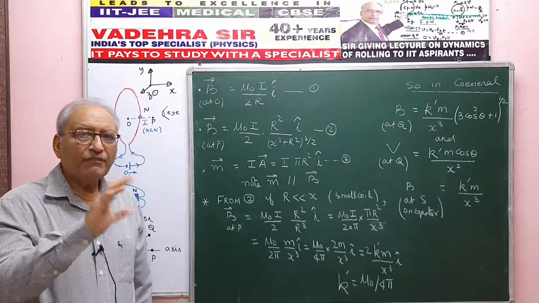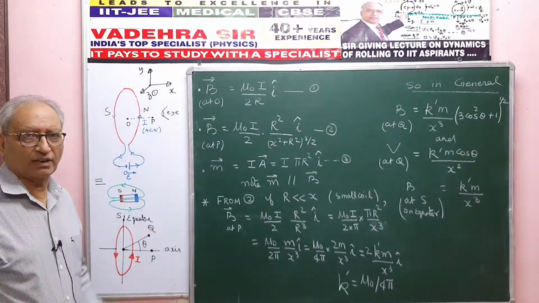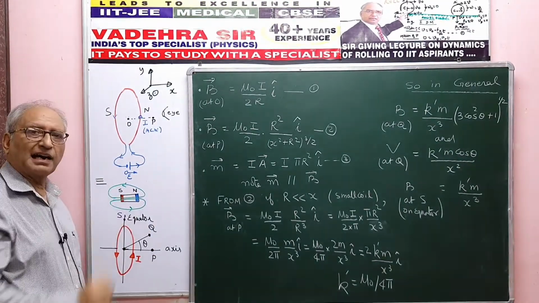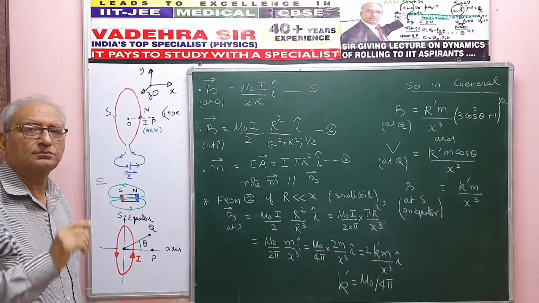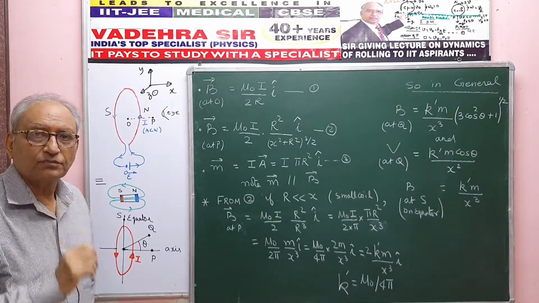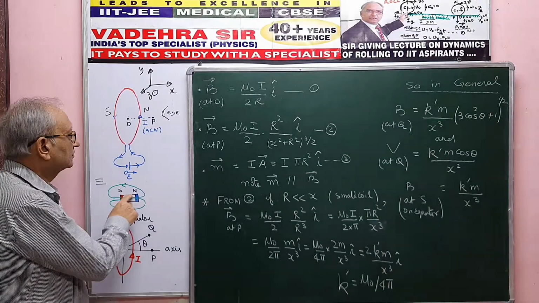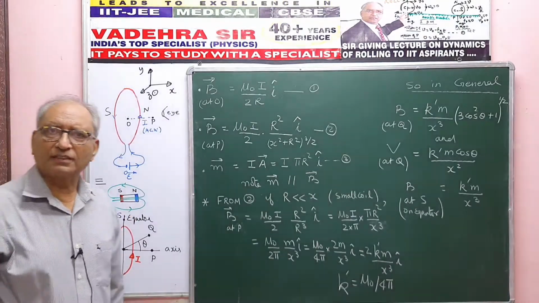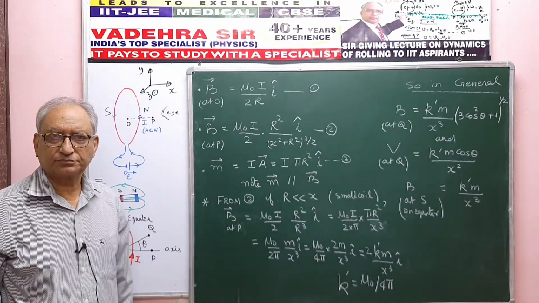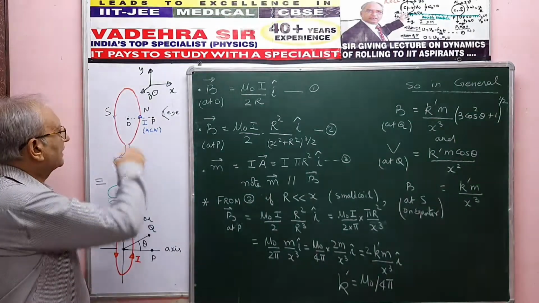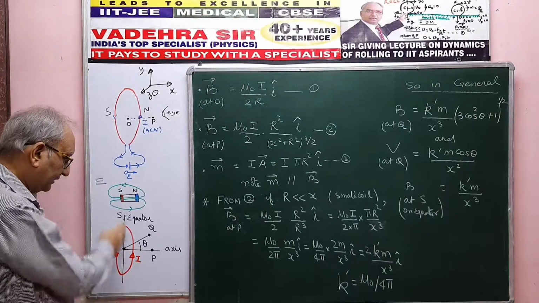Now, if I understand this coil as a short bar magnet, and this bar magnet is a magnetic dipole, then all the properties of the magnetic dipole I can link up with the current carrying coil as well. In fact, a current carrying coil is a magnetic dipole. If that is so, then this is the axis of the dipole, and this is the equator.